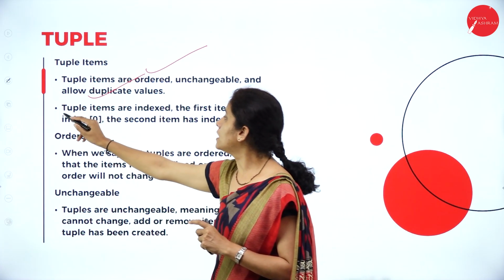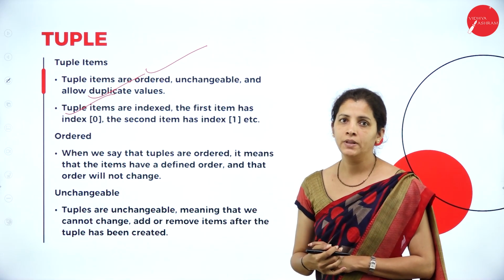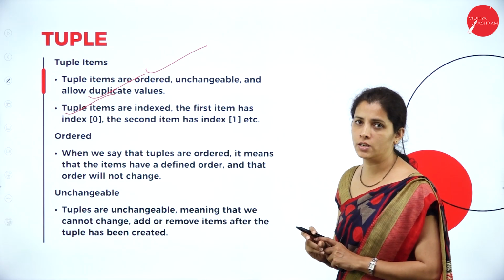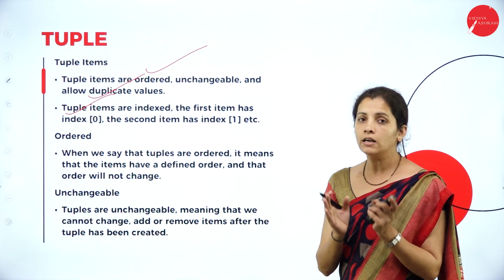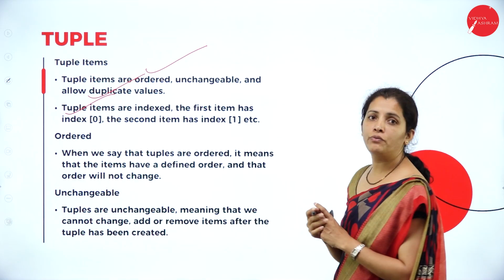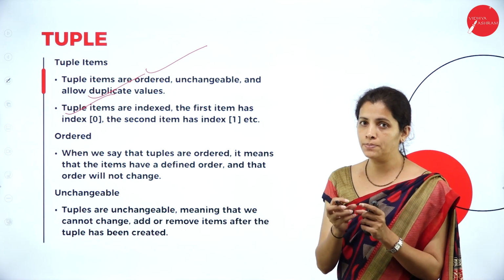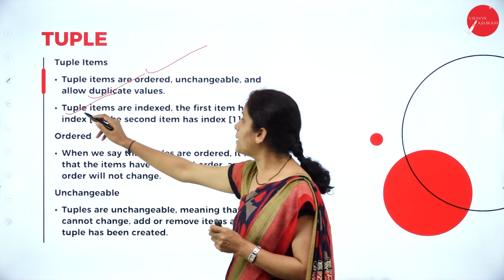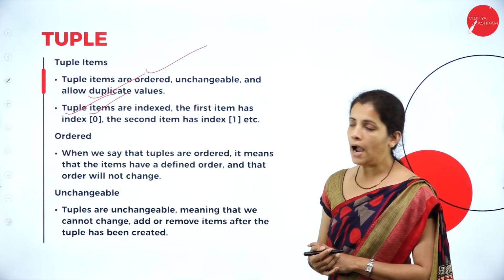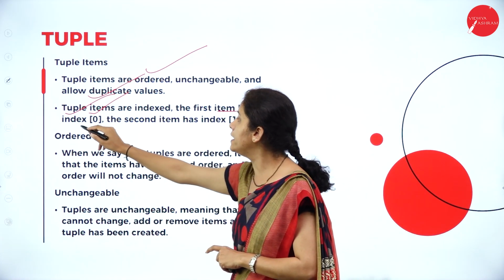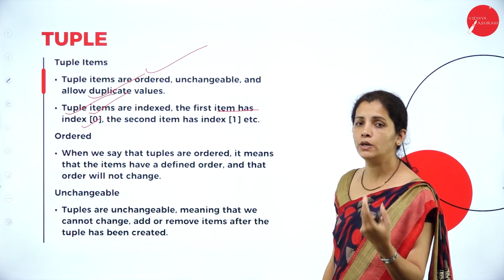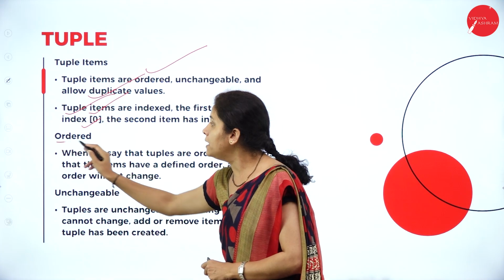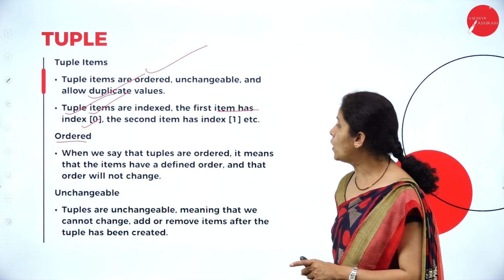Okay. Now, tuple items are indexed. In the sense, each item is accessed based on the position. While creating the tuples, I am going to follow the index. So, the index starts from 0 up to n minus 1. So, tuple items are indexed and the first item has the index 0, then 1, then 2 and n minus 1. Okay, fine.